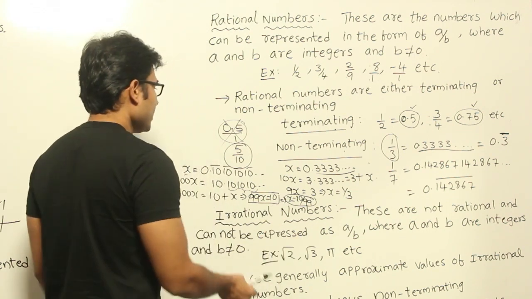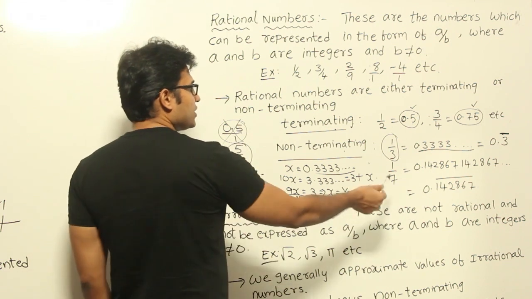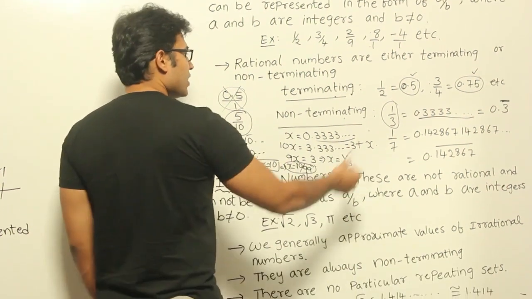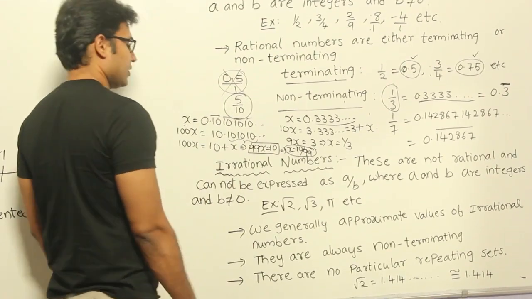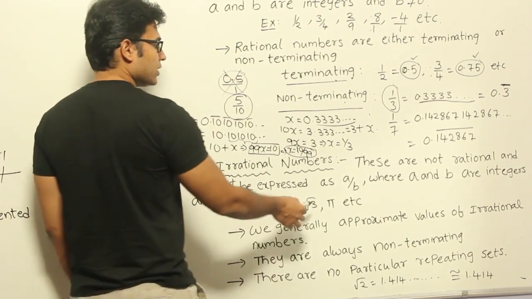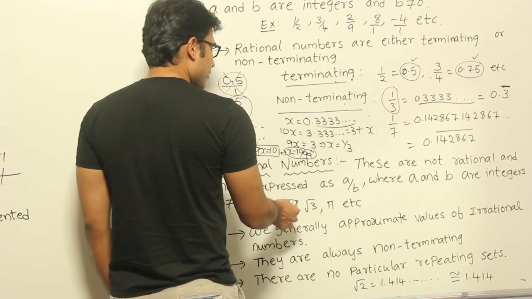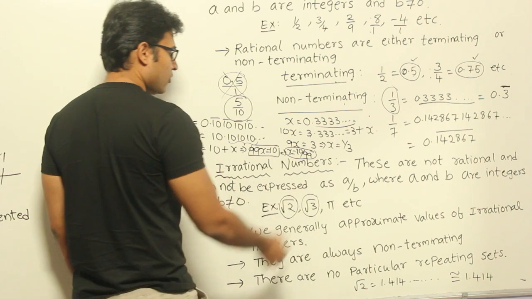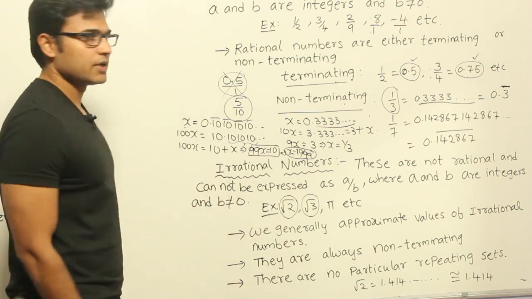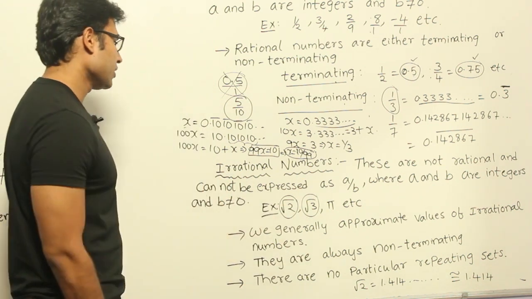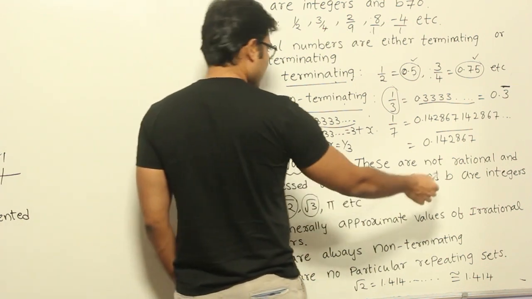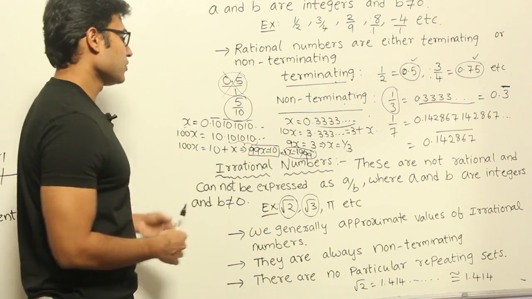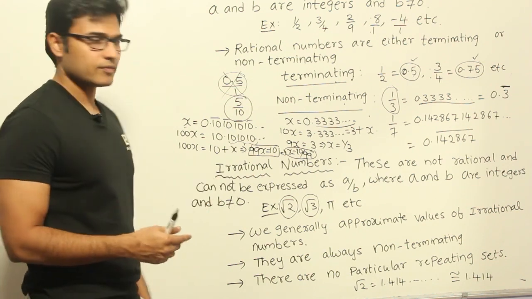Okay. And the next thing is irrational numbers. Now these are not rational and they cannot be expressed as a by b, where a and b are integers, right? Now if you look at root 2, root 3, pi, all these numbers are non-terminating numbers. If you try to write them, they are non-terminating, and we generally approximate them to a closely representable number. So we'll write them till whatever point we could represent, and then we leave them there, right?